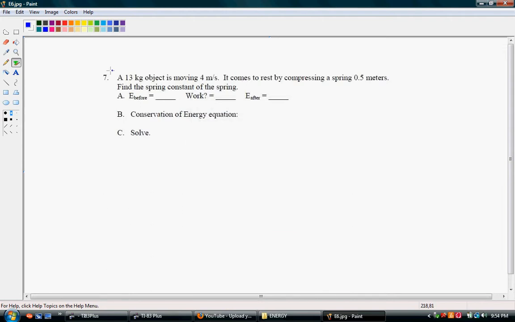Hey guys, so here we have a 13 kilogram object and it's moving 4 meters per second. So we know we have a kinetic energy to begin with. So here when it says what kind of energy before, we've got kinetic energy. Alright, and then it comes to rest by compressing a spring 0.5 meters. So find the spring constant of the spring. So we want to know what is K.